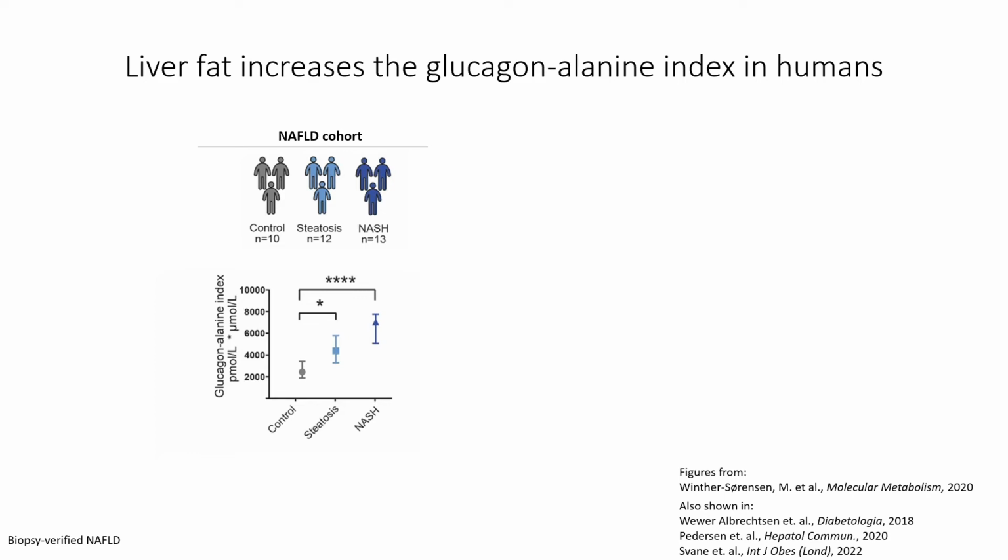And to calculate this, it's just the product of fasting levels of glucagon and fasting levels of alanine. And as you can see here, the glucagon-alanine index increases in patients with hepatic steatosis and NASH. And it has been reproduced in several other studies that liver fat increases the glucagon-alanine index.